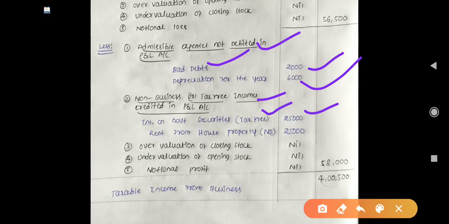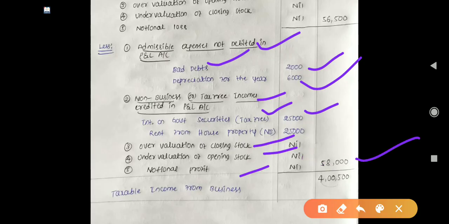These are the 2 items which are not related to the business. And then over valuation of closing stock. See, in add items it was over valuation of opening stock, here it is over valuation of closing stock. There it was under valuation of closing stock, here it is under valuation of opening stock. There it was notional loss, here it is notional profit. Here also those items are not there in the question, so they are taken as nil. And the total of less items is 58,000 rupees.